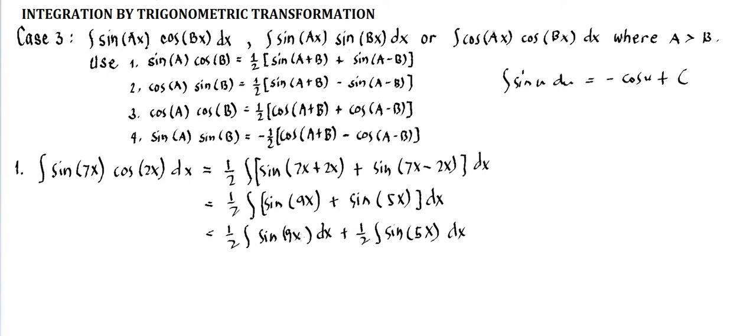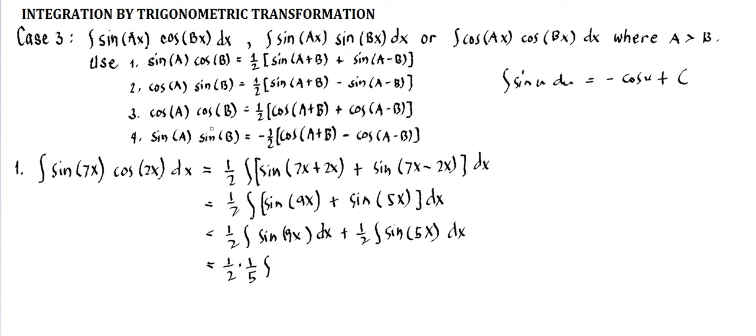Ang u natin sa una ay 9x at ang du ay 9dx. So, dito mag-multiply tayo ng 9 at saka ng 1 over 9. Sa pangalawa naman, ang u natin ay 5x, ang du ay 5dx. No? So, dito sa pangalawa mag-multiply tayo ng 5 at saka 1 over 5. Magkakaroon tayo ng 1 half, and then, times 1 over 9, not 1 over 5. So, 1 over 5 sa pangalawa.